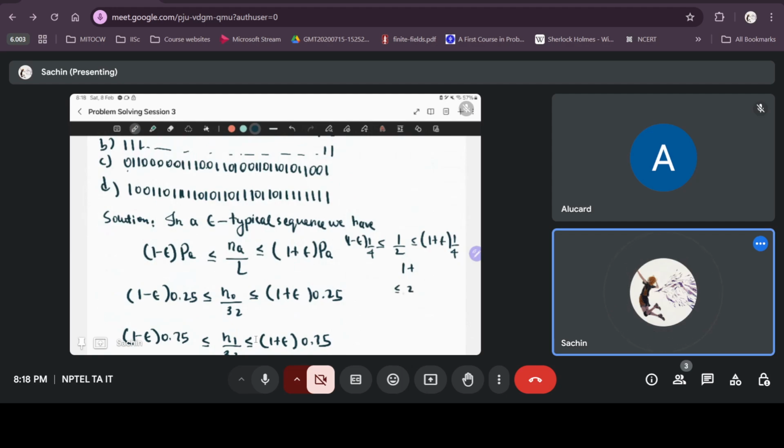which would mean 1 plus epsilon, 1 minus epsilon is less than or equal to 2, and 1 plus epsilon is greater than or equal to 2, which would mean epsilon is greater than or equal to 1, which is a pretty high value. So when we write 1 minus epsilon, 1 plus epsilon, the epsilon should be small relative to 1. So typically it should be at least 10% of the number you are subtracting from.